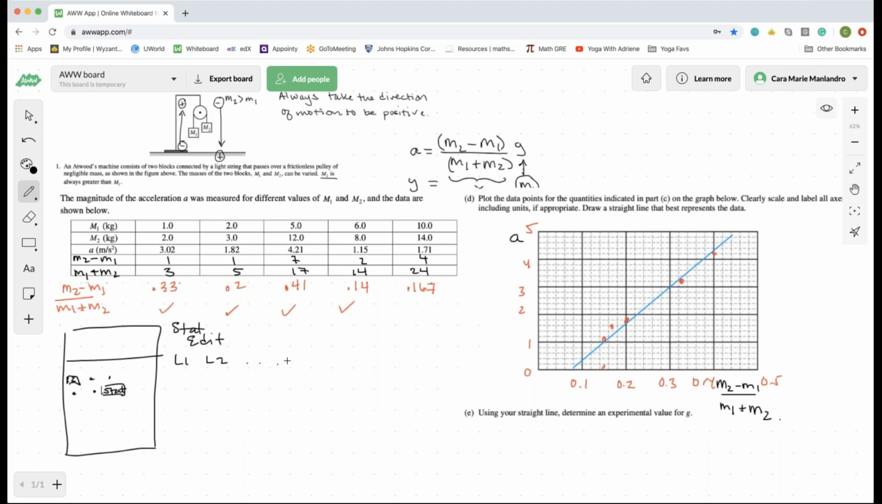Fantastic. All right, so if you have stuff in your list, you need to clear it. You do that by just hitting the clear button and then the enter button. Then in list 1, what we are going to do is put the X values. I'm just going to go in the order that I have them. So in list 1, I'm going to write 0.33, 0.2, 0.41, 0.14, 0.167.